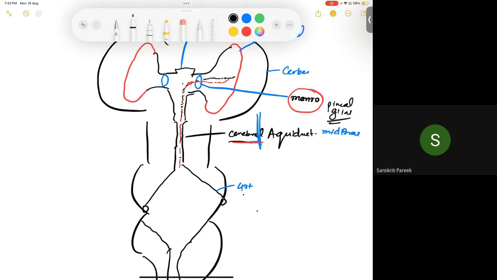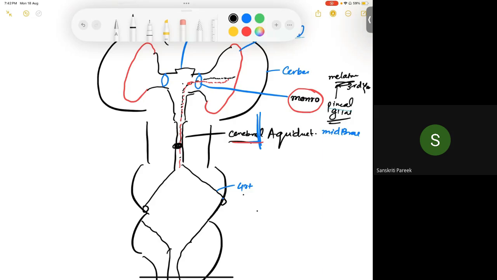The gland which releases melatonin and serotonin. The gland which releases melatonin. Okay, it's also known as the third eye. Remember, right? Because it's going to be responsible for your circadian rhythms as well. Okay, so whenever we have pinealoma, that is a tumor of the pineal gland, it would most probably obstruct your cerebral aqueduct.